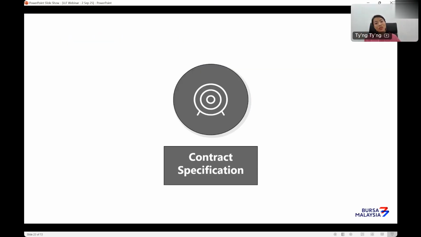Now, contract specification. What is contract specification? I know it's another jargon, but contract specification, in layman's terms, is like a user manual.